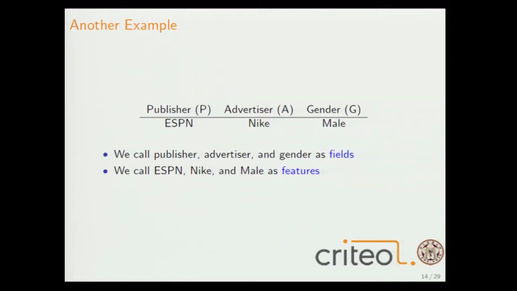Before I introduce FFM, we need to consider another example. In this example, we have a new field called gender, and also a new feature called male. Note the terminology I use here: for publisher, advertiser, and gender, I call them fields. For each field, we have multiple features. For publisher, we have ESPN and Vogue; for advertiser, we have Nike and Gucci; and for gender, we have male and female.